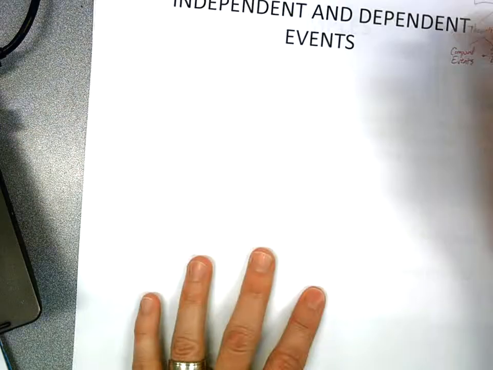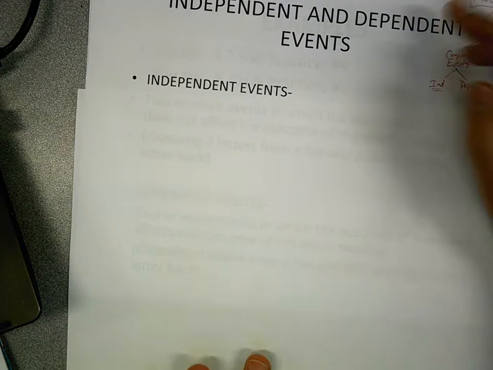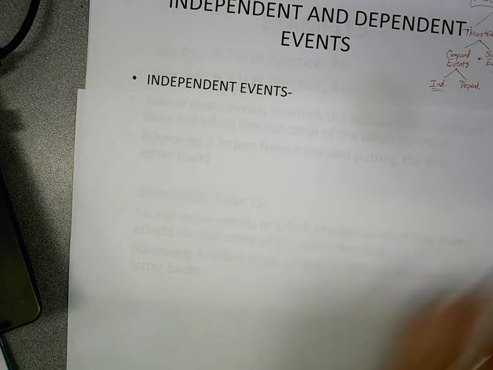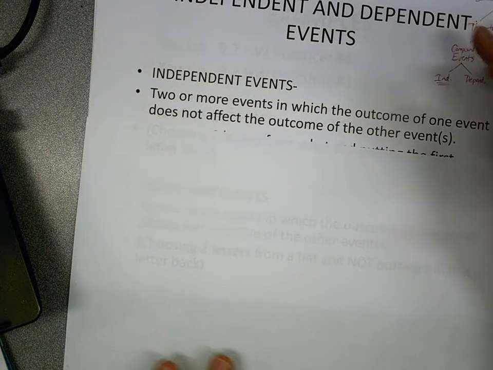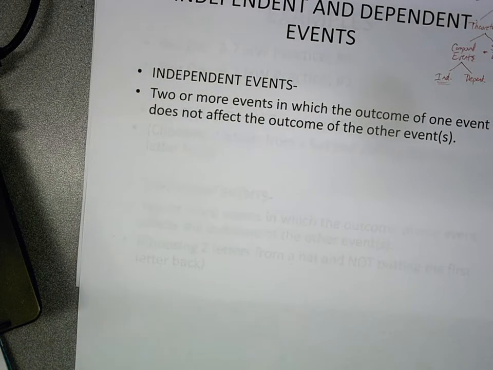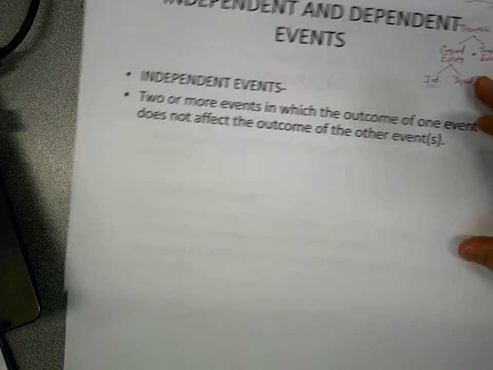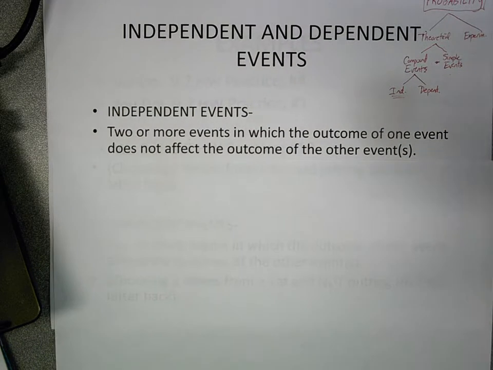So here we go. Our very first word is independent events. Everyone? Independent event. So here's what the book says independent events are. It says these are 2 or more, because it could be more, 2 or more events in which the outcome of one event does not affect the outcome of the other event.